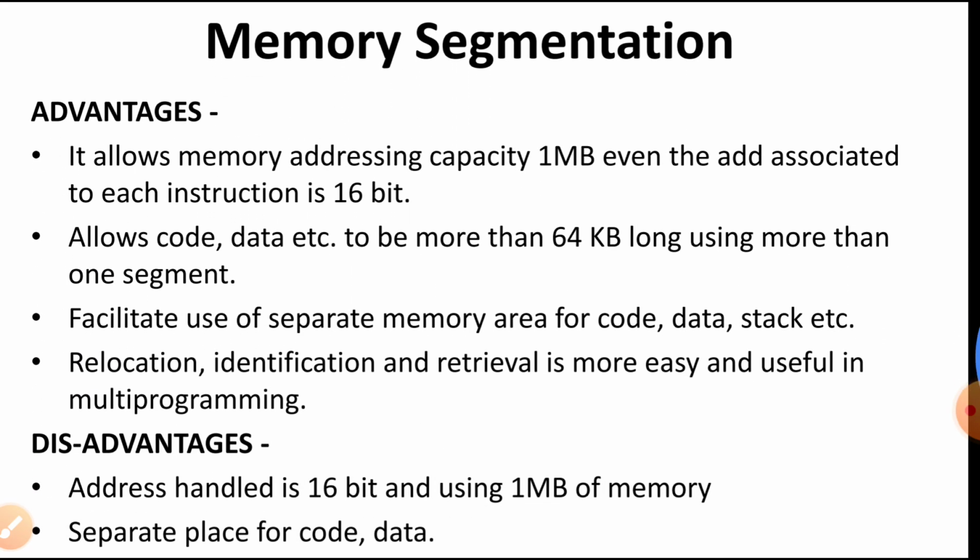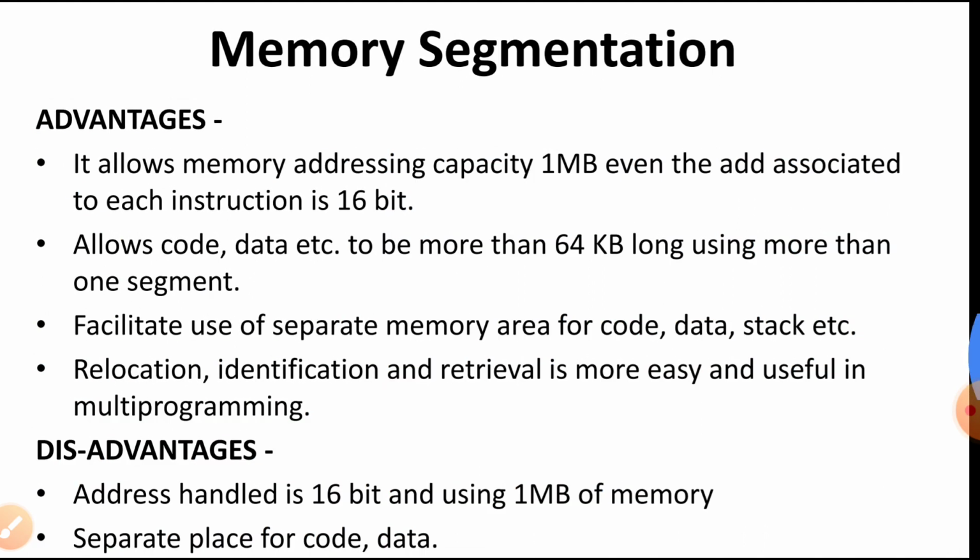Now, in case of 8086, we use memory segmentation. Memory segmentation is a process of dividing the memory into different portions, so that each individual portion stores similar kinds of data. All the codes will be in the code segment, all the data in the data segment. So, why do we use memory segmentation? Of course, we have certain advantages, and that is why we use it in the 8086.